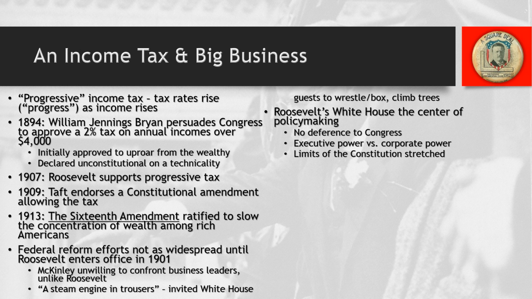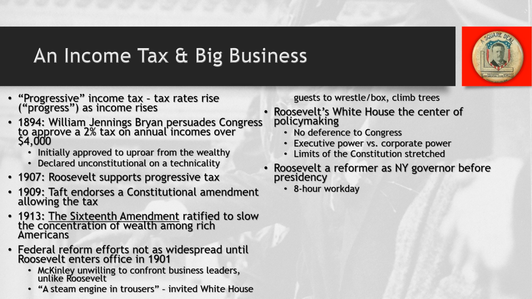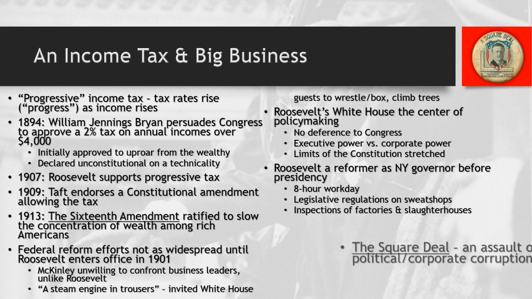And the limits of the Constitution under Roosevelt are stretched pretty far for the first time. It's not until his cousin Franklin Roosevelt comes into office that it really gets stretched out of proportion, and people start to question the legitimacy and the constitutionality of what he does. But Teddy Roosevelt is one of the first ones to start to pull some of this in some strange directions. And he's already got a reputation as a reform governor of New York before he even becomes president. Again, he fights corruption in just about every position he's in, as police commissioner, as the governor of New York, and so forth. He promotes an 8-hour workday, several legislative regulations on sweatshops while he's in office, the inspections of factories and slaughterhouses. This especially starts to happen after 1906.